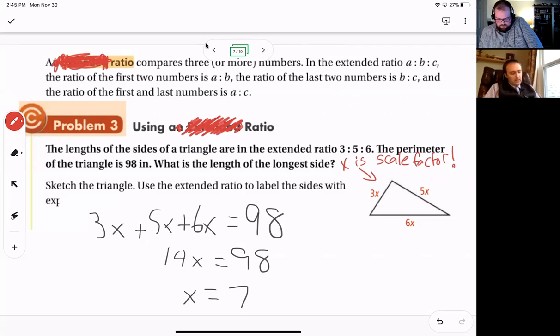So what is the length of the longest side? So the longest side is 42. And x is the scale factor. So we're going from a triangle that's 3 by 5 by 7 to a triangle that's bigger than that.